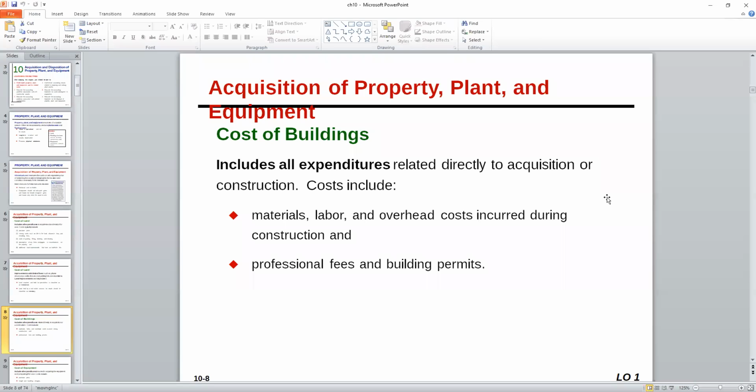When we talk about buildings, which can be a large portion of the property, plant, and equipment accounts, there are two ways we can acquire buildings. One is that we can build it, and the other is that we can purchase it. If we build it, we can include all expenditures directly related to its construction and acquisition. So it includes material, labor, overhead incurred during construction, and professional fees and building permits. So if I buy a piece of land and I hire somebody to build that building for me, then I can include all the costs related to that particular activity.